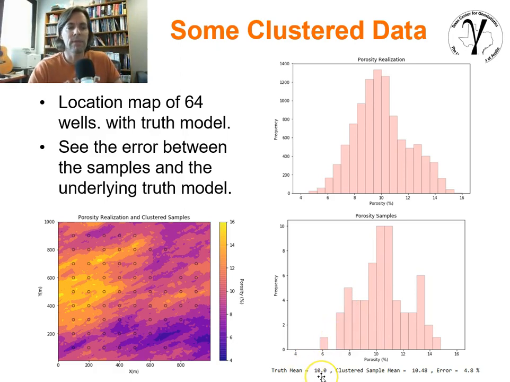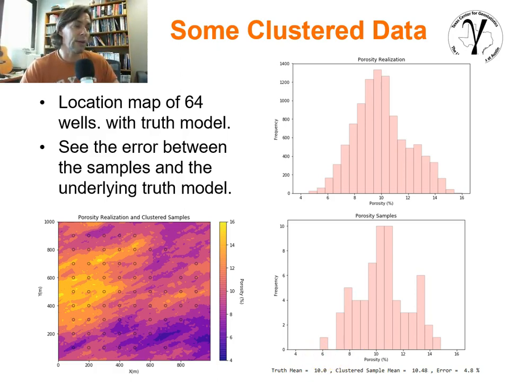The truth mean is 10% porosity. The samples, which are clustered and not representative in the manner in which they were collected, give 10.5%. There's an error rate of about 5%. Is that important? Is that going to have an impact on our estimations? You bet it will. A 5% increase in oil in place, a 5% increase in potential volumes recovered, depending on the recovery mechanism and so forth, could significantly change an operation.